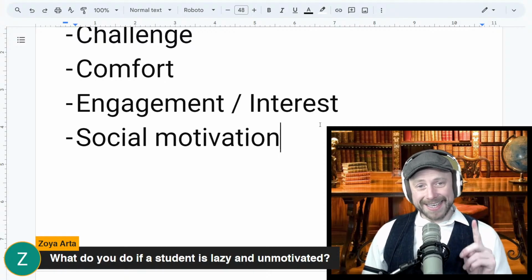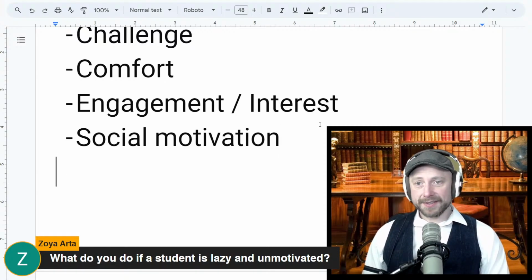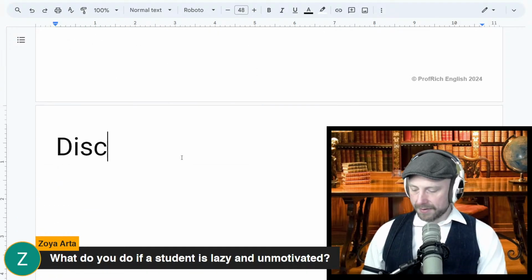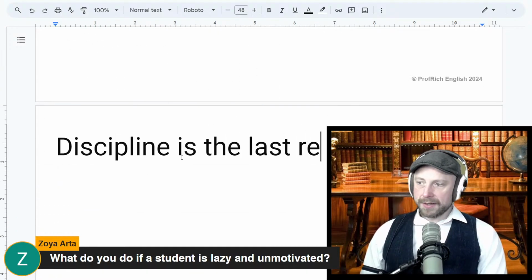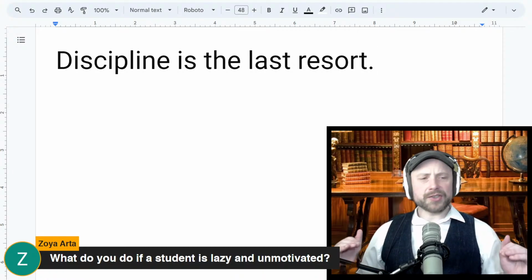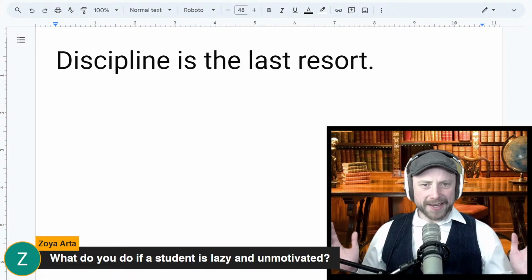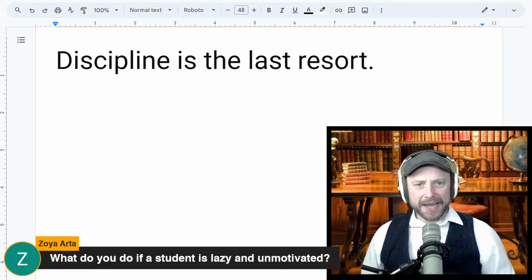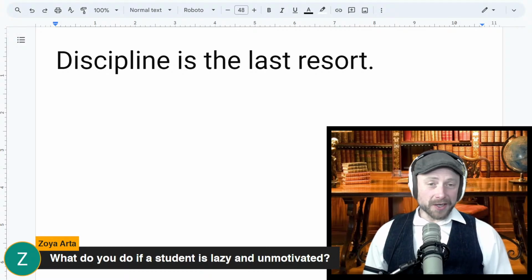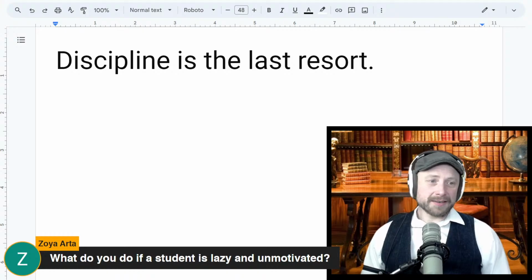One thing for sure is that discipline is the last resort. Discipline is the last resort. Notice that I'm not saying discipline is not needed or doesn't have a place, but it's the last resort. So it should not be the first thing. Oh, a student doesn't like the class, they're not paying attention. Sit up and pay attention, or else XYZ, right? It's an option, but you don't want to go there.